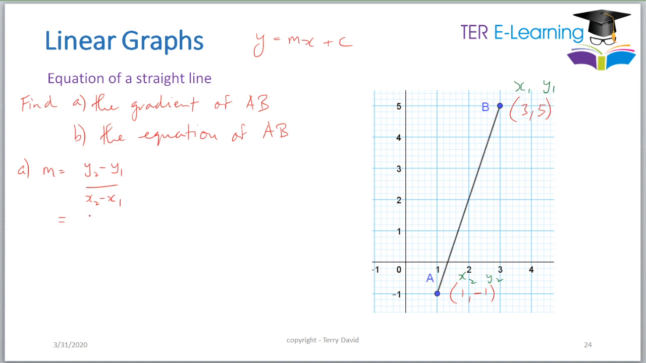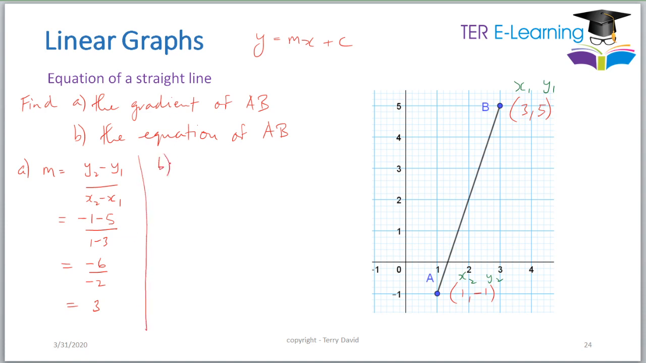So y2 is -1, so it's -1 minus y1, which is 5, all over x2 minus x1, which is 1 minus 3. So this will give me -1 minus 5 gives me -6 over 1 minus 3 is -2. So the gradient in this case, 6 divided by -2 is 3. Alright? So that is how we work out the gradient.